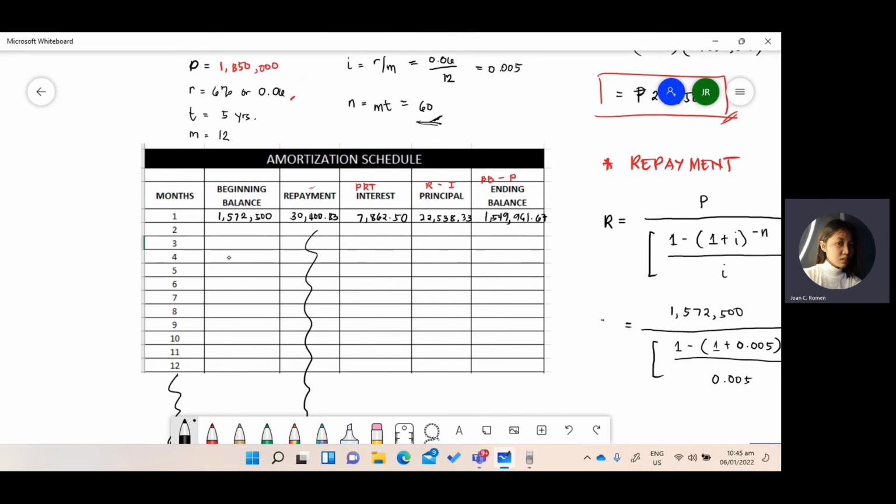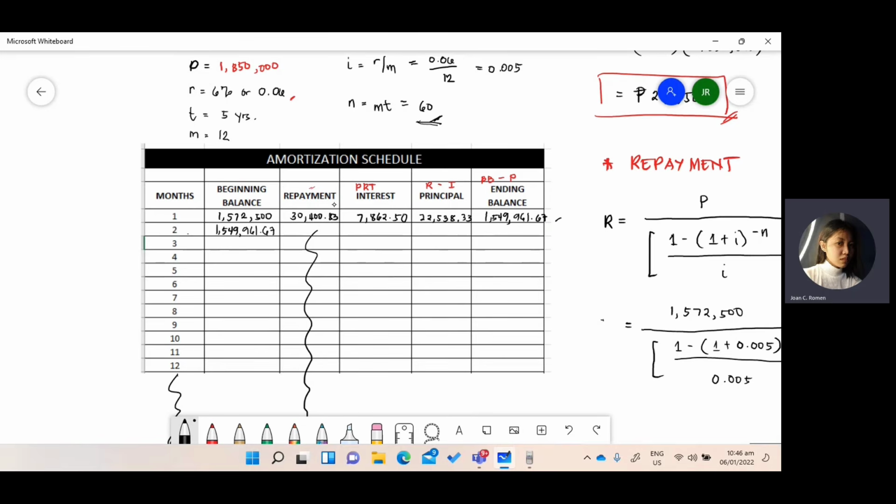So what will be the beginning balance for the second month? So ganun pa rin. So kung ano yung ending balance mo dito, siya na yung magsisilbing beginning balance mo sa second month. Okay? So again, kung ano yung ending balance mo dito sa previous month, siya yung magiging beginning balance mo sa next month. Okay po? So now, the beginning balance mo ngayon ay 1,549,961.67. Repayment mo, yun pa rin, again, regular payment yon.